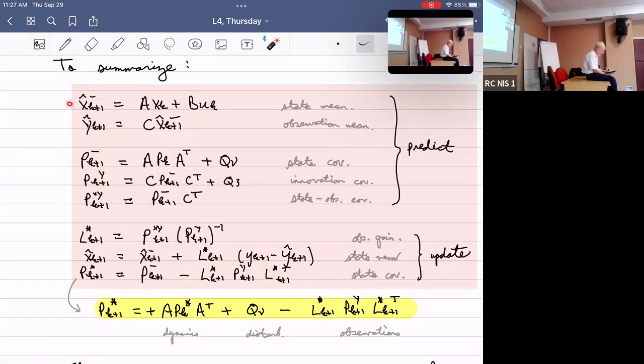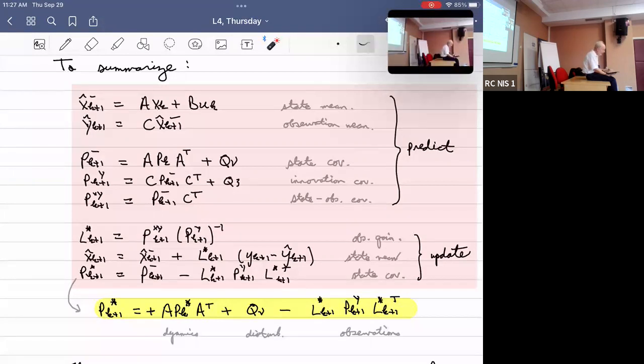this is the mean of the state. So this is how we make the prediction. This is what we predict for the observation. This is the state covariance that we predict. This is the covariance of the innovations. So this is the difference between the observation and the predicted observation, which has error as it's processed, so it has a variance or covariance. And then there's a covariance between the state and the observation. So that's also something that we'll need.